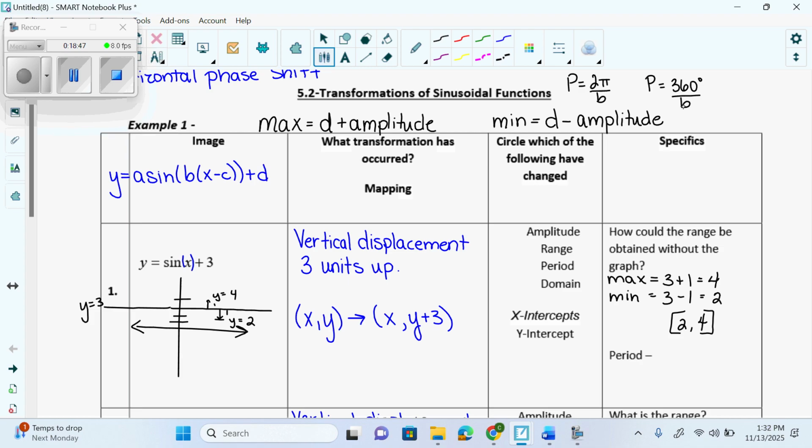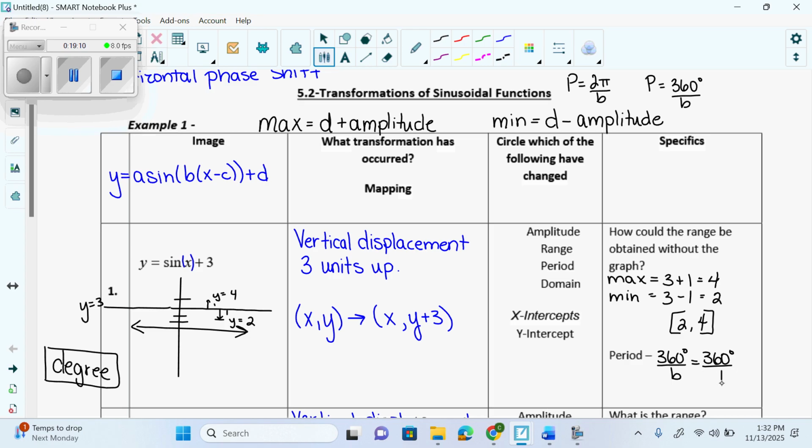So what's the period of this graph? Well, I'm going to say it's in degrees because there is no c value. I would have to pick one. Okay? So I'm going to say this graph is in, this equation is in degrees. So to get the period, I would go 360 degrees divided by b. What is the b on this equation?